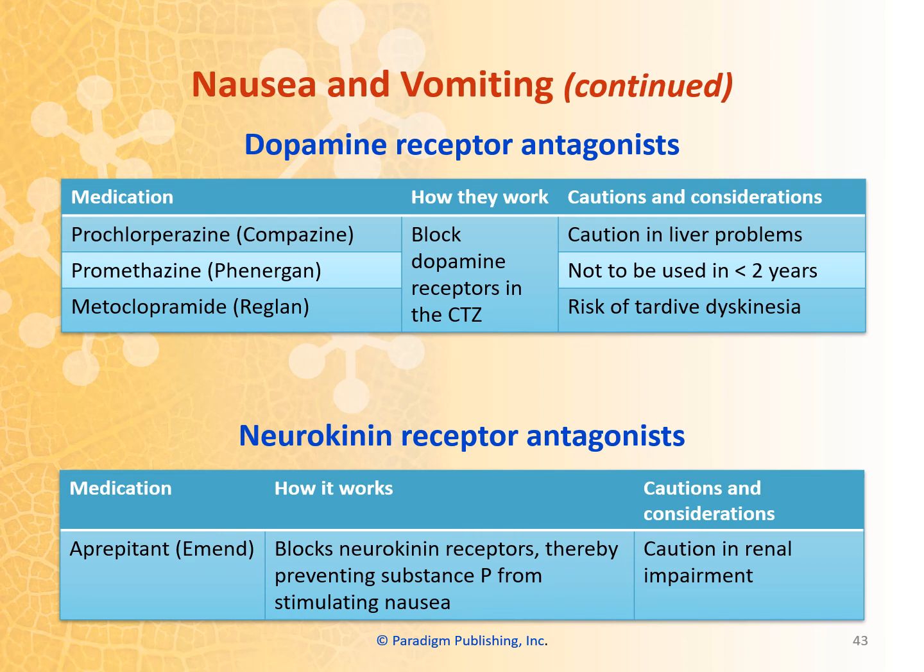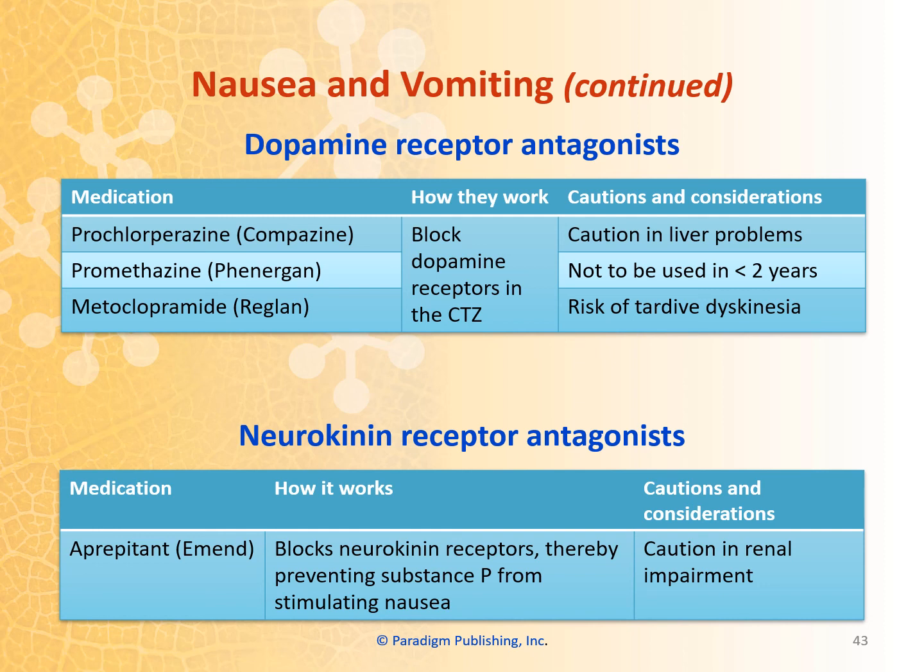Dopamine receptor antagonists. Drugs like that are Phenergan, Reglan, Compazine. You'll see those often in the retail setting. They block dopamine receptors in the CTZ. Prolonged use can cause liver problems. You're not supposed to use those in patients less than 2 years of age.